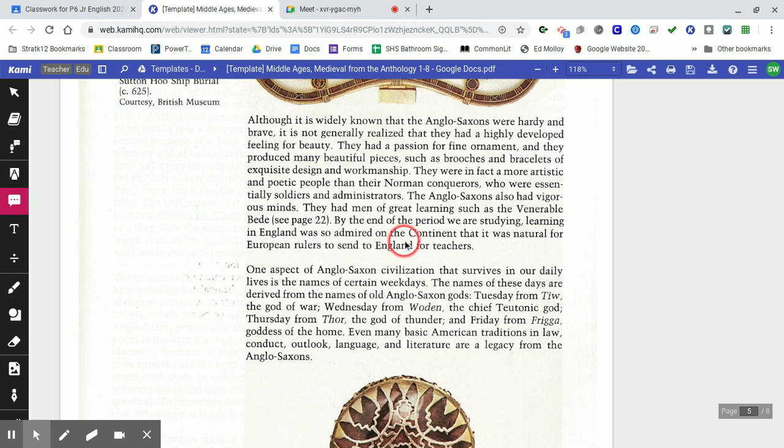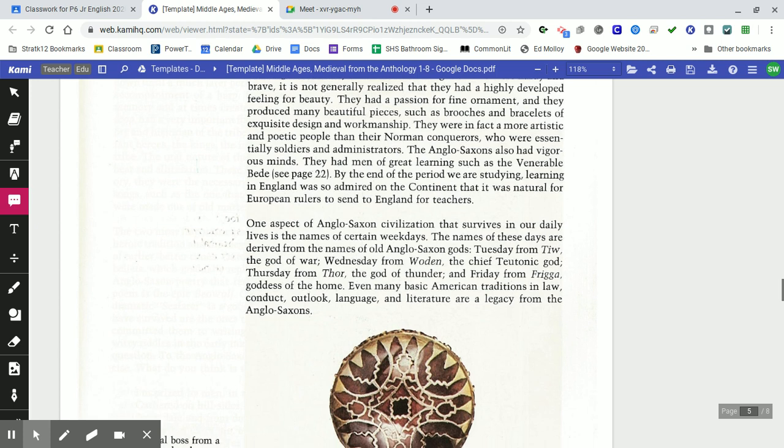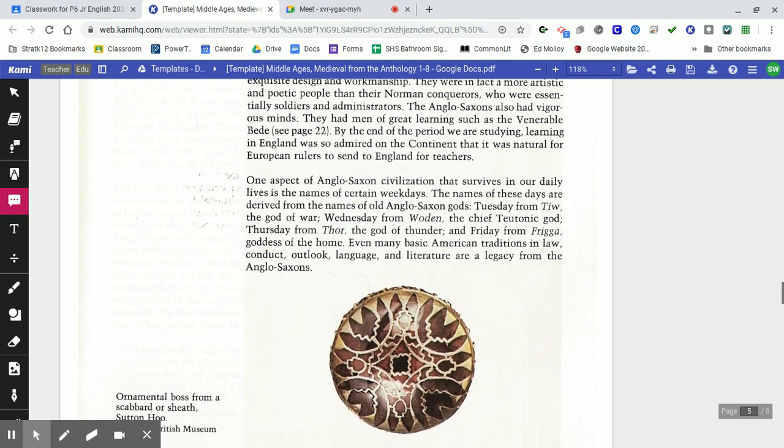By the end of the period we are studying, learning in England was so admired on the continent that it was natural for European rulers to send to England for teachers. And of course, England is still known for a couple of its universities, Cambridge and Oxford.